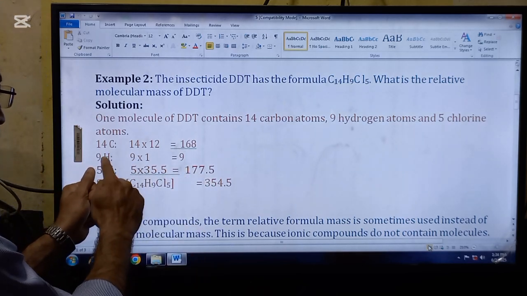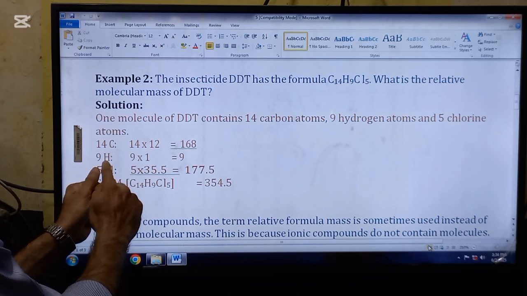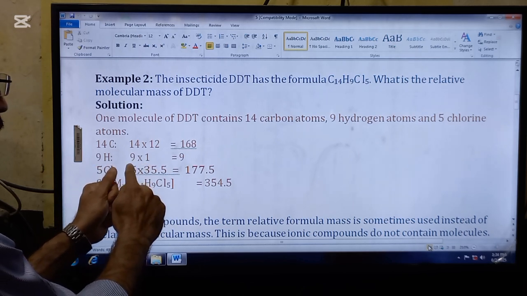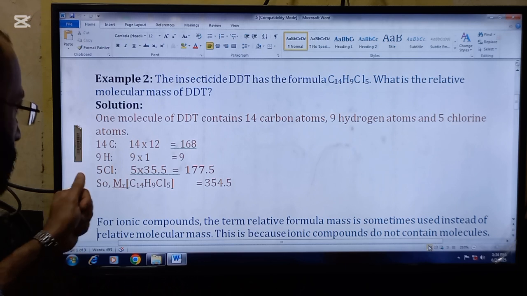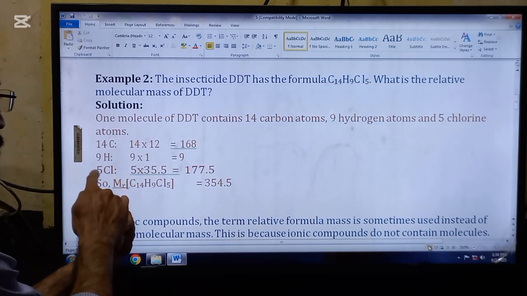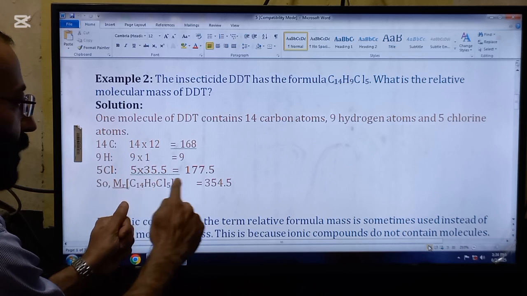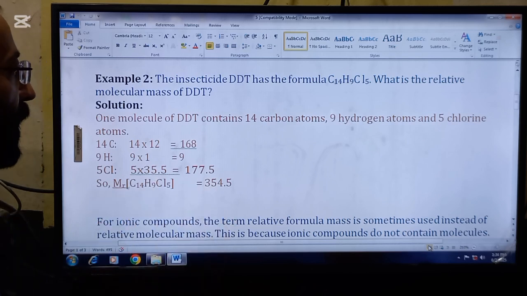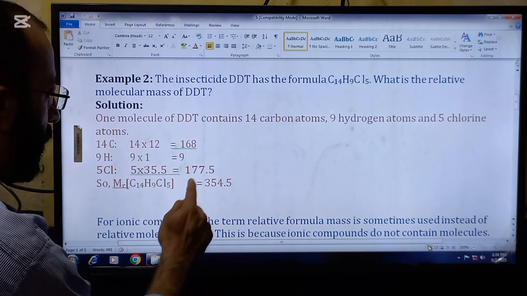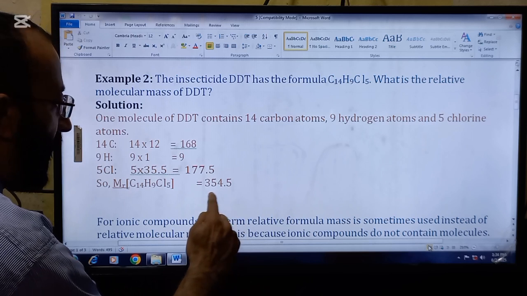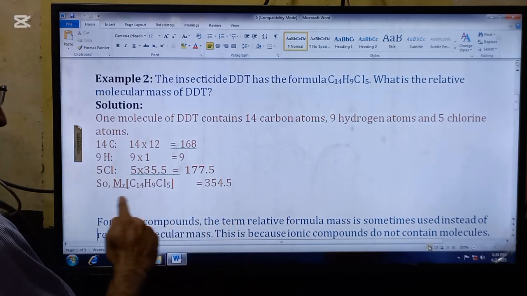Likewise, 9 will be multiplied with the atomic mass of H, that is 1. So 9 ones are 9. Likewise, 5 will be multiplied with the atomic mass of Cl, that is 35.5. So solve it on calculator, you will get 177.5. Now add these three numbers to get the formula mass or molecular mass of this compound.